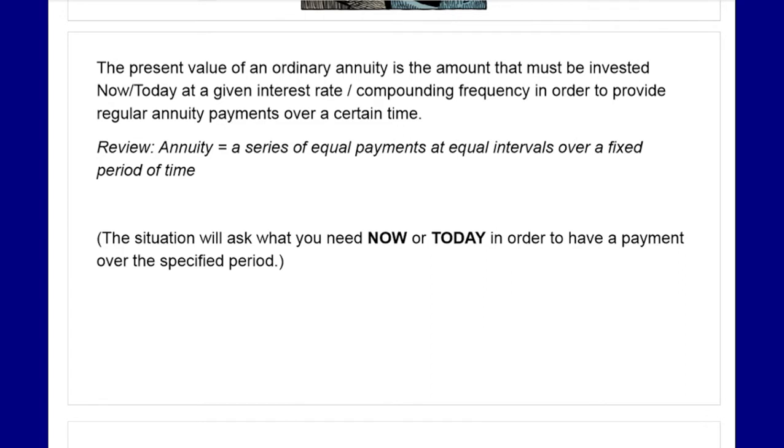Just to review, an annuity means a series of equal payments at equal intervals over a fixed period of time. So these situations are going to be asking how much do we need to have today, or what do we need to have now, in order to have a payment over the specific period.